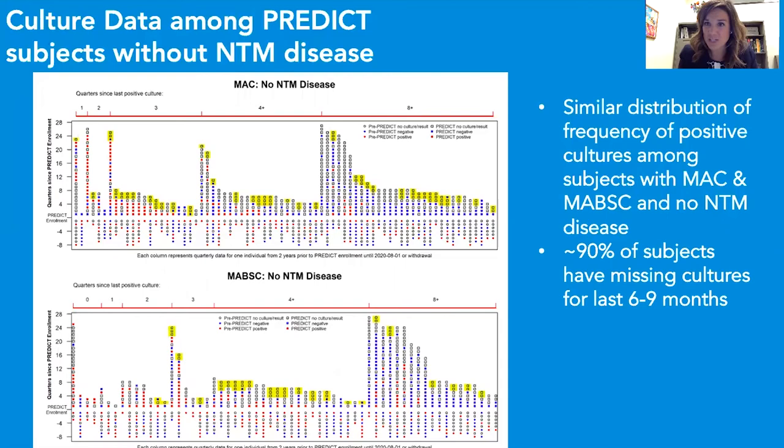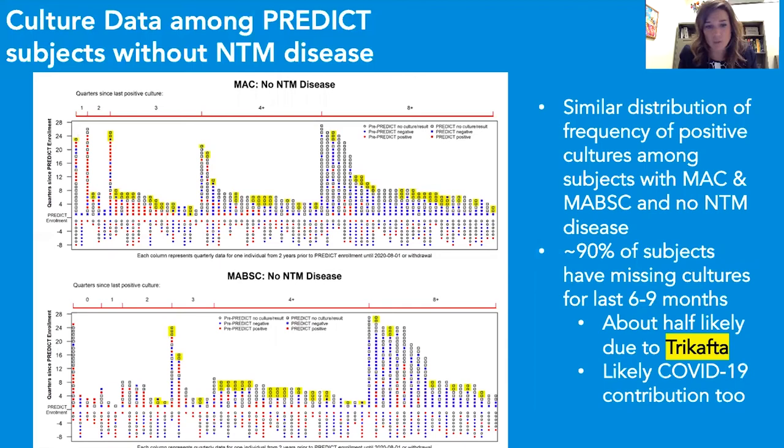What this means is that in reality, 90% of our subjects have had missing cultures in recent quarters for on average 6 to 9 months. About half of these subjects were started on Trikafta, and so we think that this is related to reduced sputum production while on Trikafta. But then for the remainder, we hypothesize it is likely due, at least in part, to COVID pandemic related clinic shutdowns. So we were just unable to get that data. Something we certainly hope will improve in the coming months as clinics are reopening.